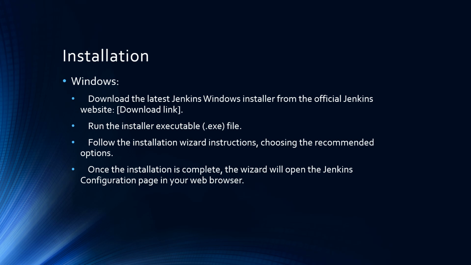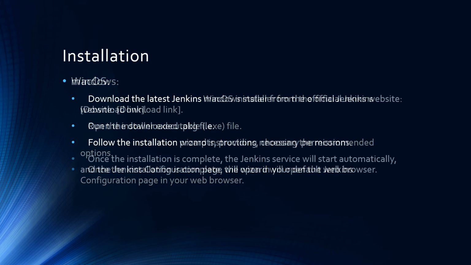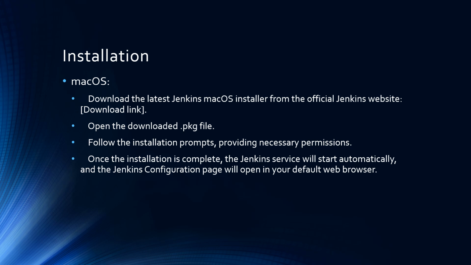This is where you'll perform the initial setup of Jenkins, including creating the admin user account and installing suggested plugins. This web-based configuration makes it easy to get Jenkins up and running quickly, while still providing the flexibility to customize your installation as needed. Let's explore the process of installing Jenkins on macOS systems.